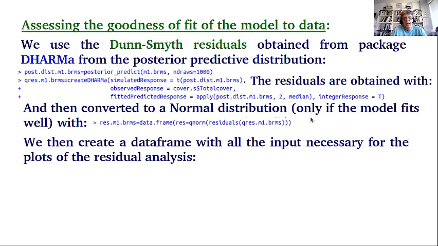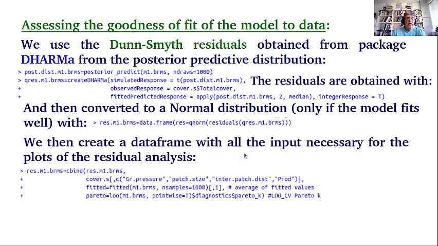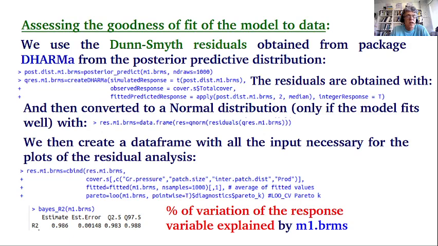So then we create a data frame with all the data necessary for the residual analysis, and this includes the converted Dunn-Smyth residuals, the explanatory variables, the fitted values, and the Pareto K coefficients that will tell us the importance of each point on the posterior distributions of the model. We also have that this Bayesian model explains 98% of the variation of the response variable, which is a pretty high and almost suspiciously good value.